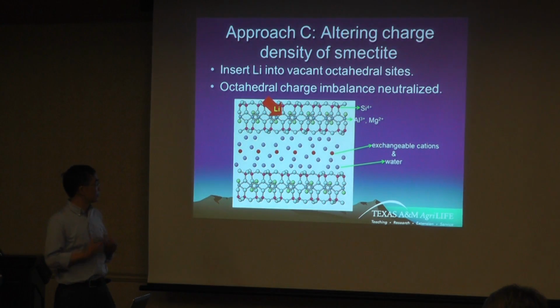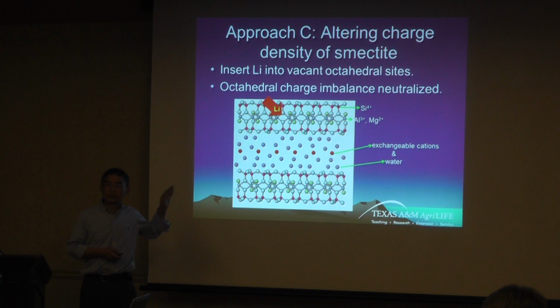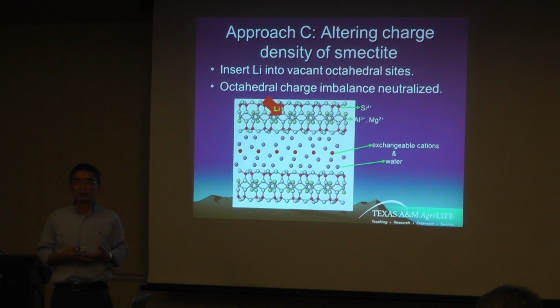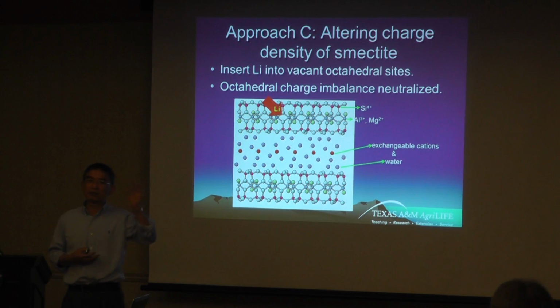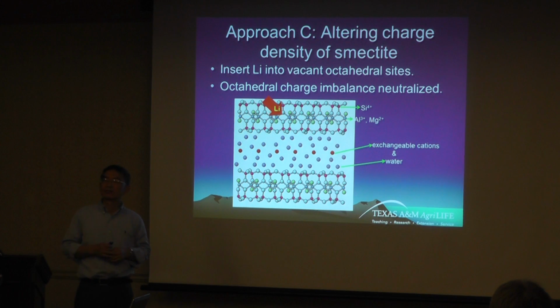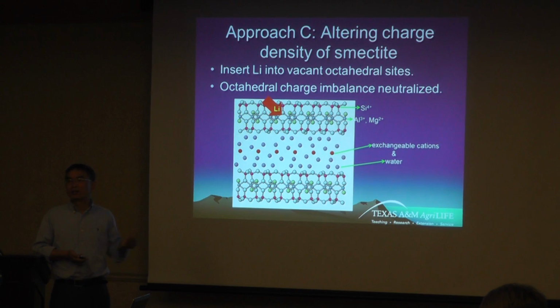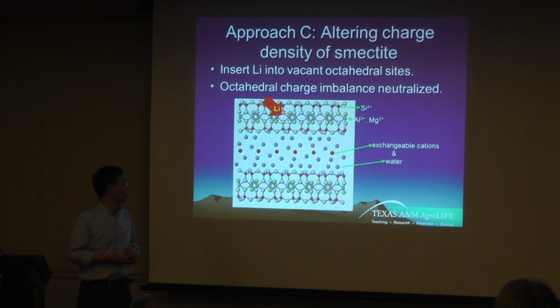So in our third approach, what we did is find a high charge density clay and insert some lithium into the smectite structure. Lithium, just like we use in lithium batteries, is a very small cation, so it can migrate very easily into the structure. Then we heat it up to 250 degrees and fix it there. When we insert the lithium into the structure, we can reduce the charge density. By this way, we can manipulate the charge density of our clay and then investigate the adsorption.